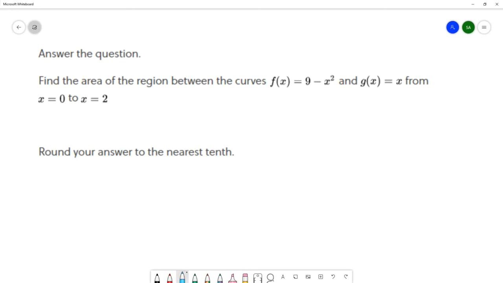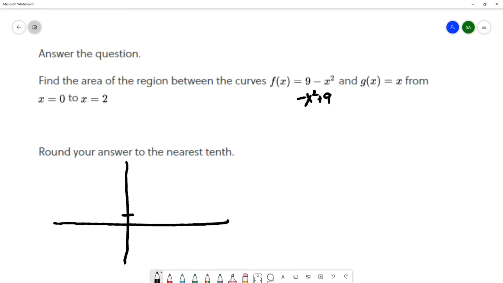And we have f of x equals 9 minus x squared. If I rewrite this as negative x squared plus 9, I can see that this is a parabola which faces down, shifted up 9 units. So I'm going to draw a down-facing parabola, shifted up 9 units. It would look something like this. And then the second curve is g of x equals x. That is a straight line with a y-intercept at 0 and a slope of 1. We have this line here.